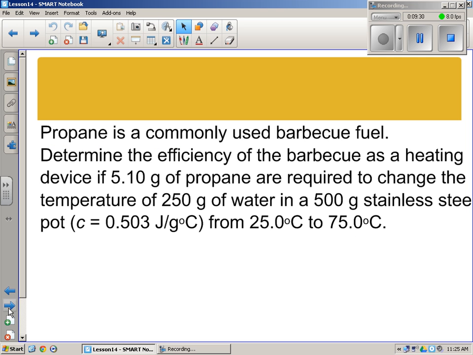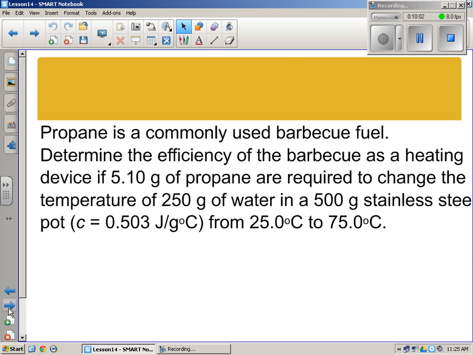Okay? All right, here's your first example. Propane is a commonly used barbecue fuel. So you're going to use propane as barbecue fuel. Determine the efficiency of the barbecue as a heating device if 5.10 grams of propane are required to change the temperature of 250 grams of water, in a 500 gram stainless steel pot, from 75 to 75 degrees Celsius. So a lot of stuff there talks about efficiency. A lot of numbers. Where do we start?